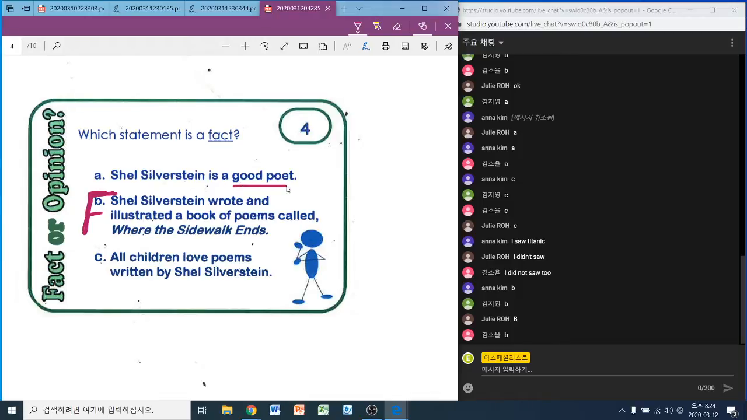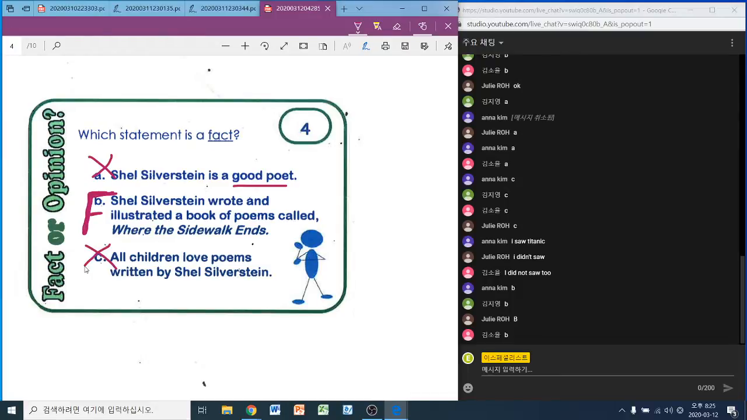This is an opinion. Whether Shel Silverstein is a good poet, I don't know. He's a very silly poet. Lots of catchy rhymes. Did you guys read this book? I read this book. I thought it was good. I thought it was fun. Okay. Alright, and this one too.